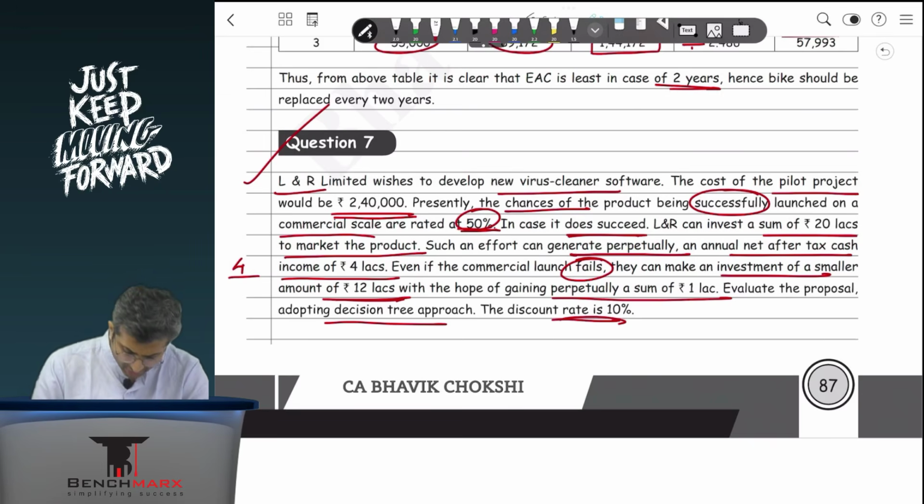If I were to invest after the commercial launch, in case of success, let's say there's no growth rate, I'll get 40 lakhs of cash inflow. And if there's a failure, I would invest 12 lakhs, I'll get 1 lakh in each year, divided by 0.1 minus G, which will be 10 lakhs.